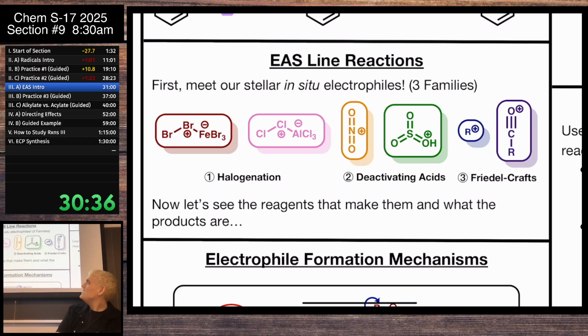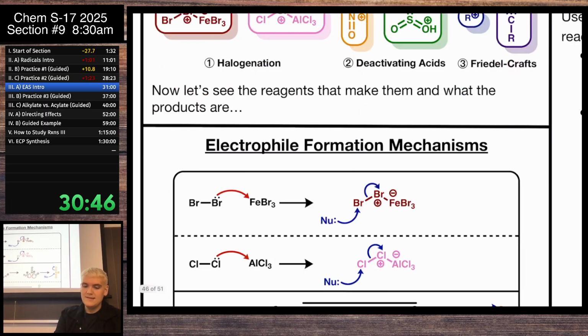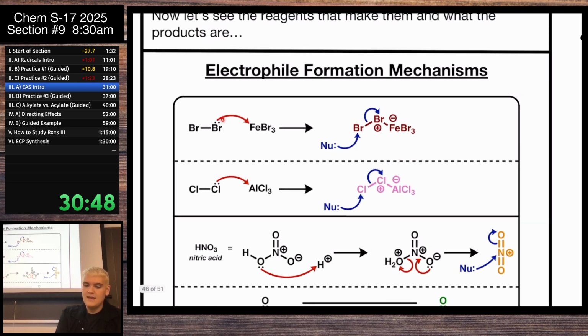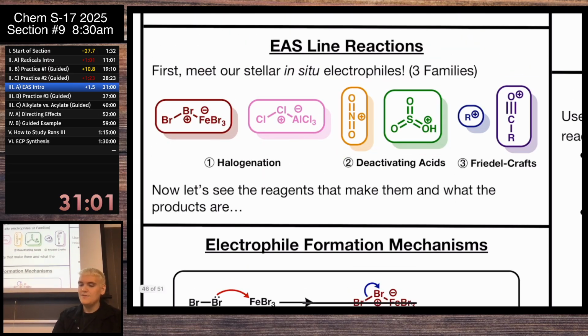So, we need to make a better electrophile for halogens, which we do with these Lewis acids, electron acceptors. And essentially what it does is, once we associate our Br2 or Cl2, it makes this whole thing an excellent leaving group. So our nucleophiles can just come in and attack the Br or the Cl. Then the second family are these deactivating groups, so we can add an NO2 or an SO3H.